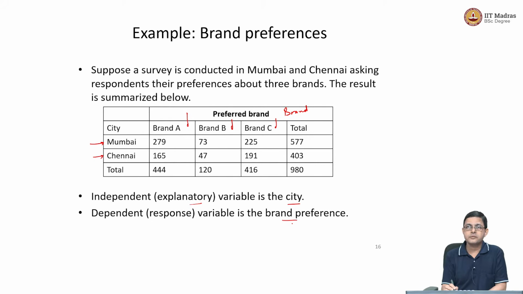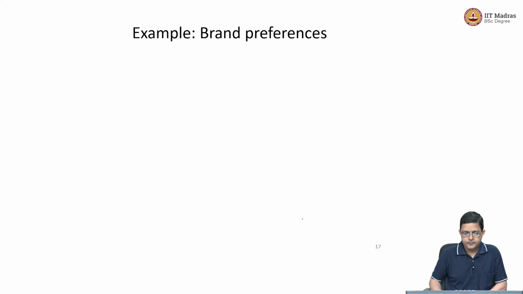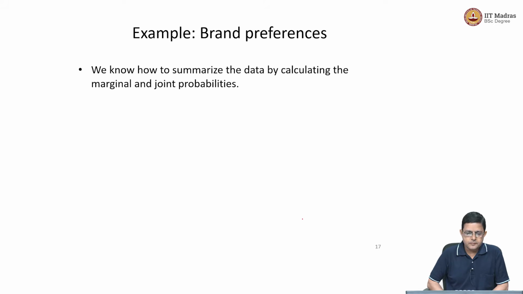So, there are two variables, and if you notice, both of them are categorical. Mumbai and Chennai are the categories of the variable called city. Brand A, brand B and brand C are the categories of our variable brand or brand preference, right. So, now we want to infer about the association between the two categorical variables. We essentially know how to summarize this data by calculating marginal probability and joint probabilities.